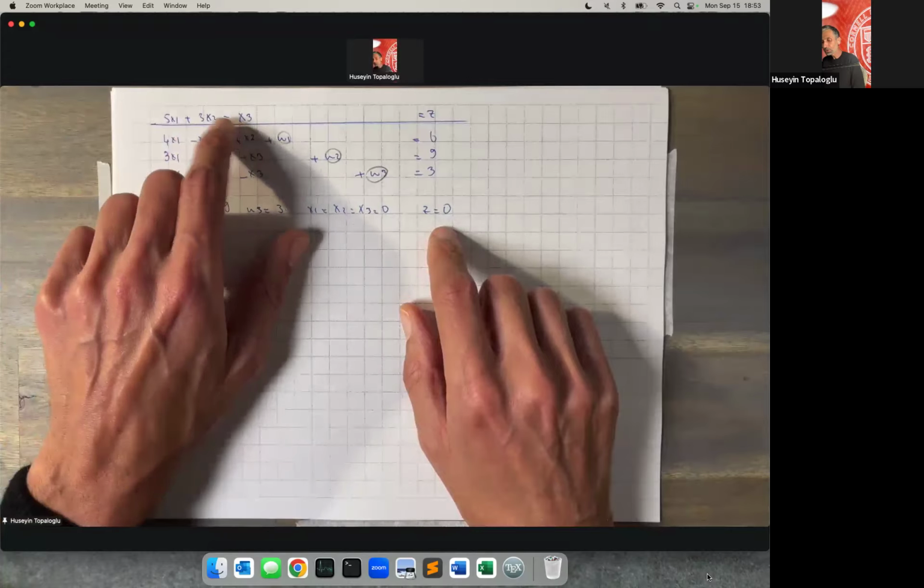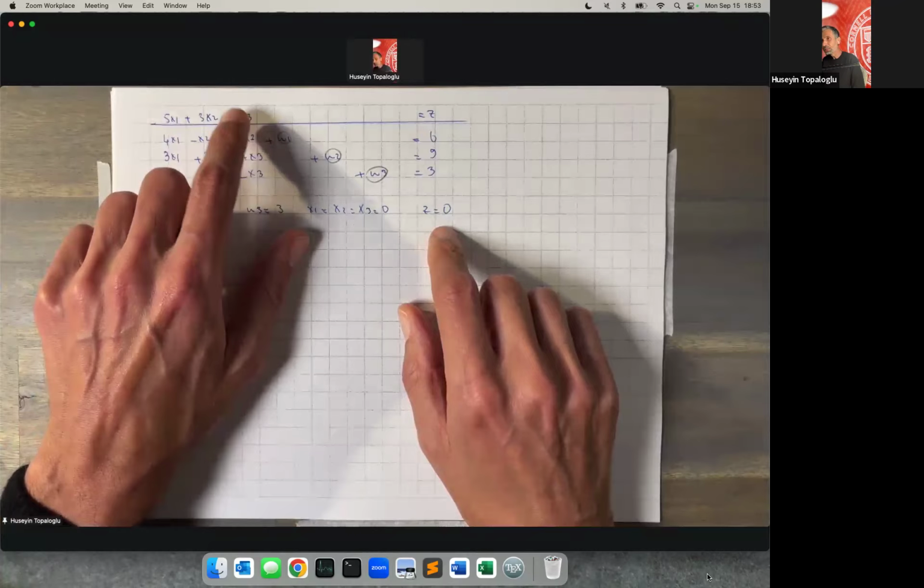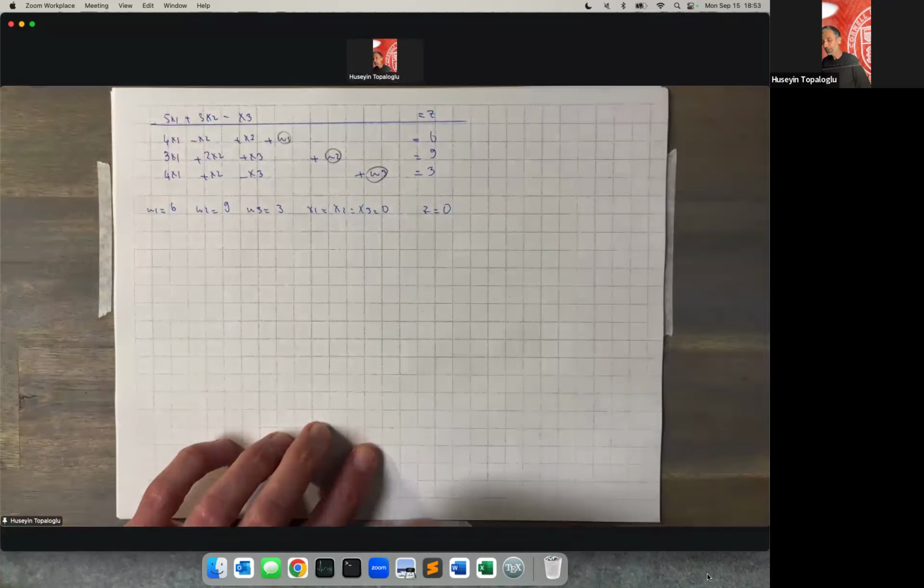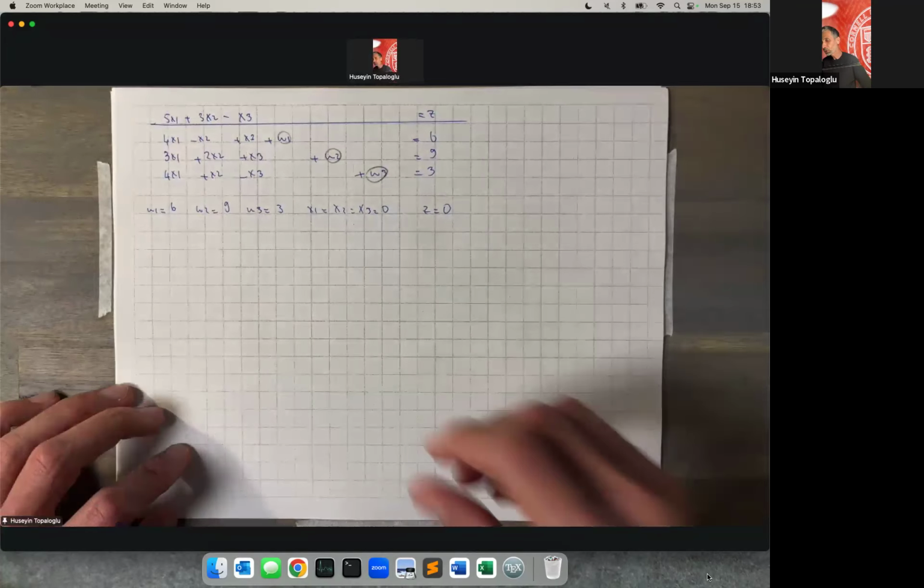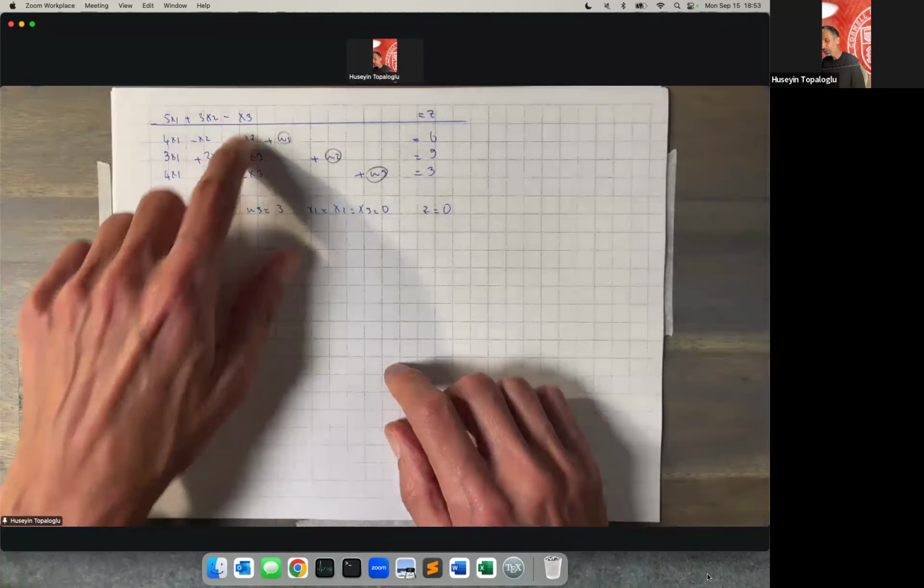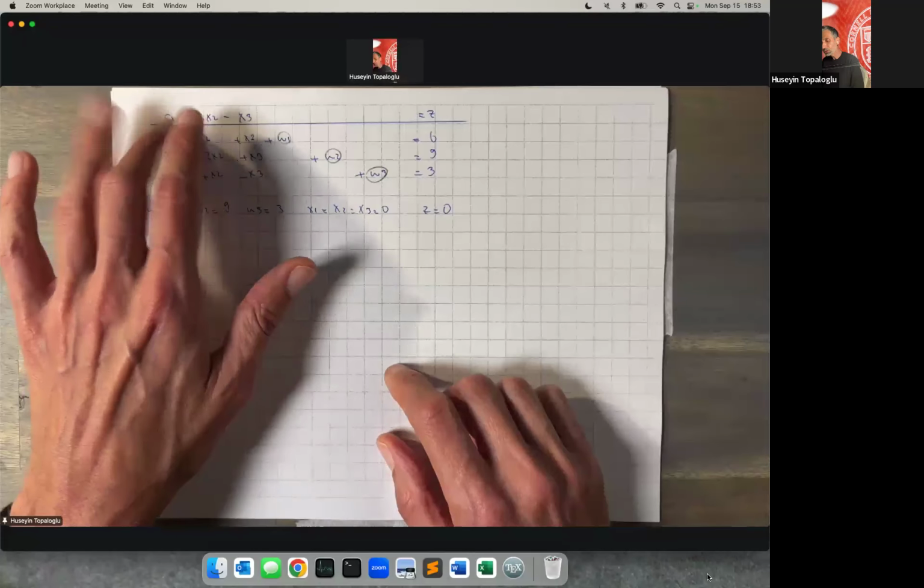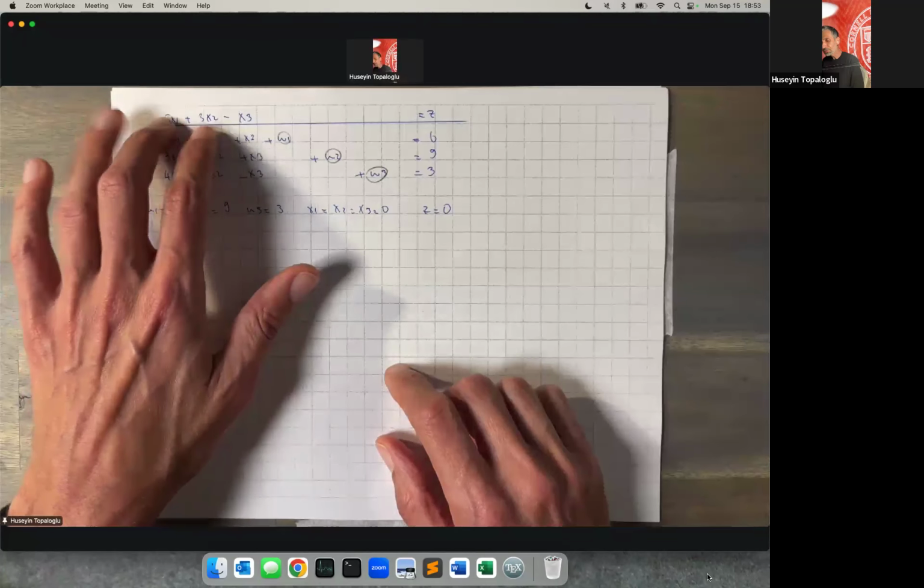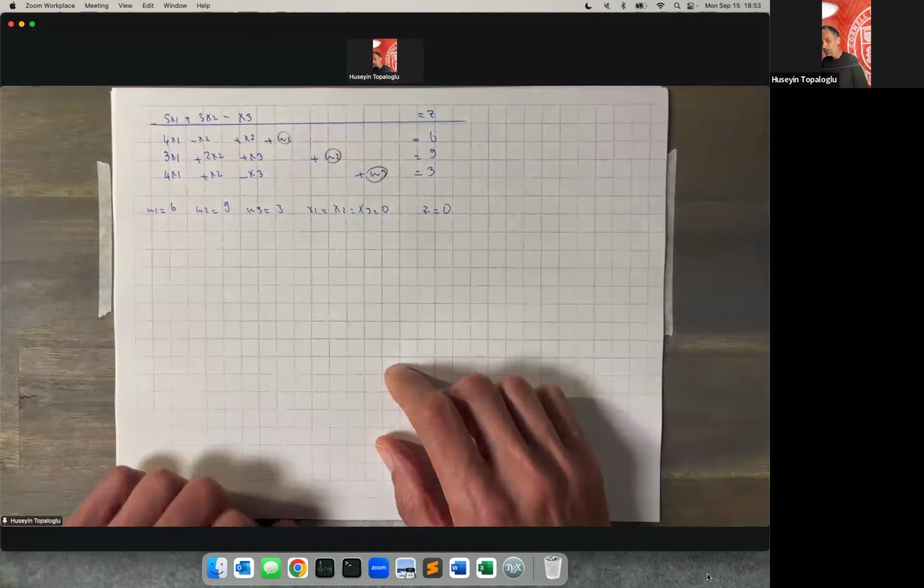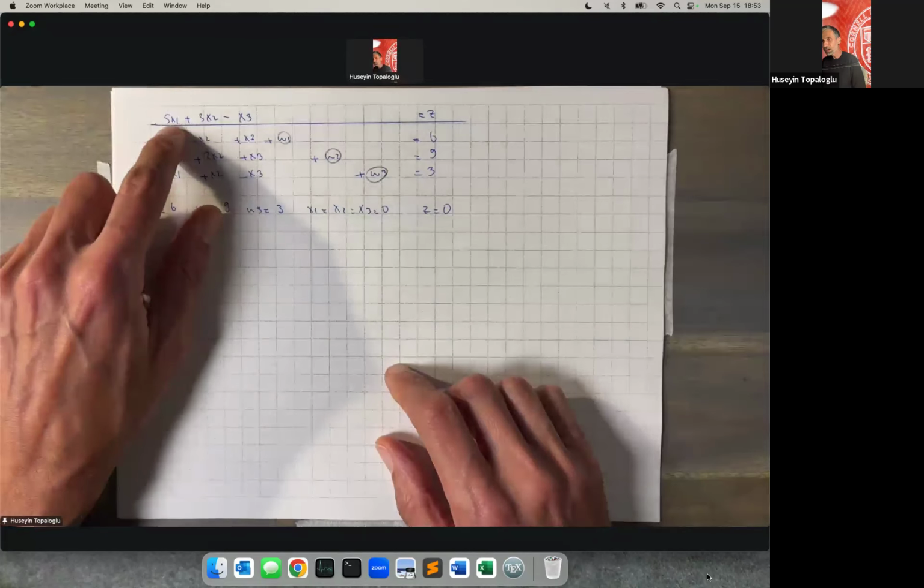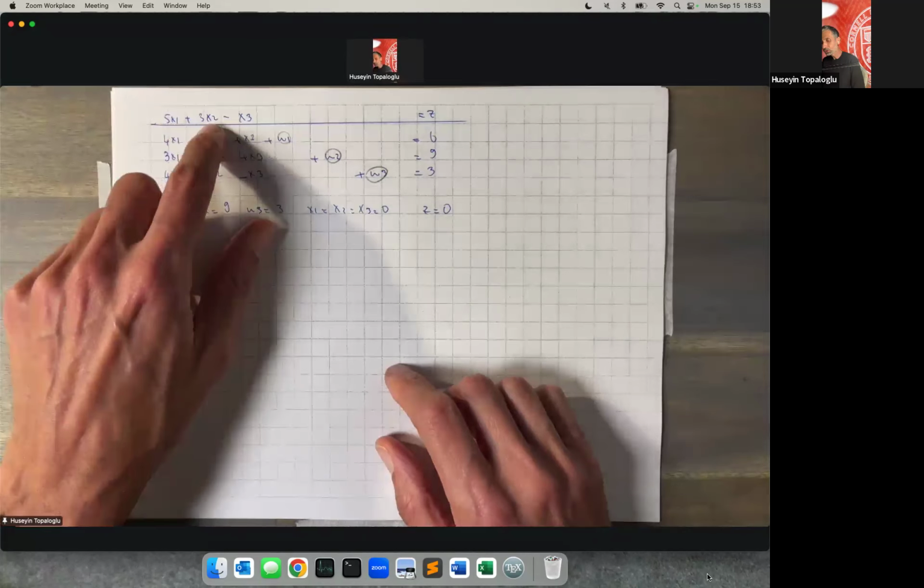But on the other hand, the coefficient of x3 over here is -1. For each unit of increase in x3, the objective function is going to go down by 1 unit. So if I want to increase the value of my objective, increasing x3 is not a good idea. I want to increase x1 or x2. For each unit of increase in x1, my objective goes up by 5 units. For each unit of increase in x2, my objective goes up by 3 units.